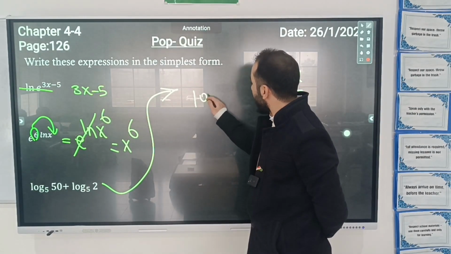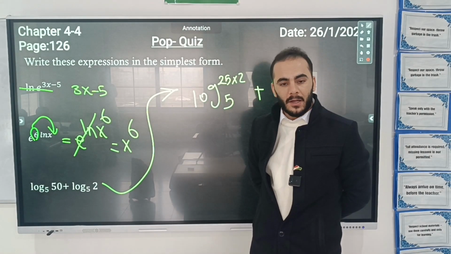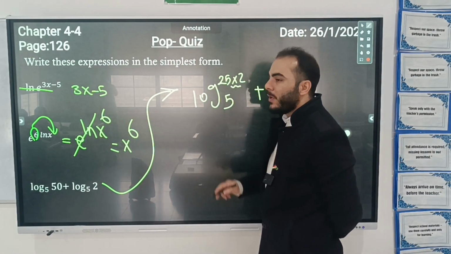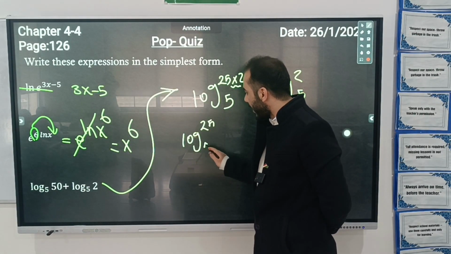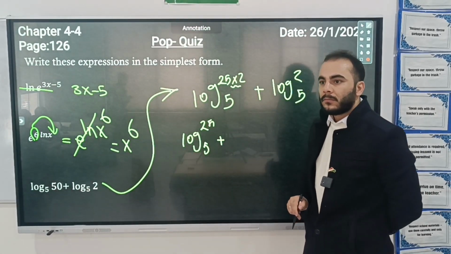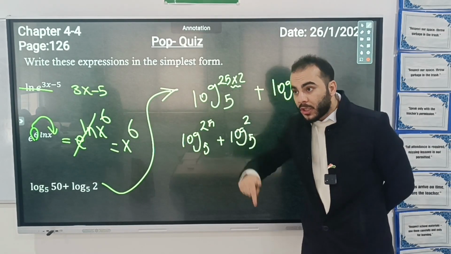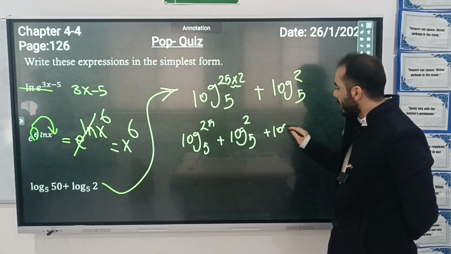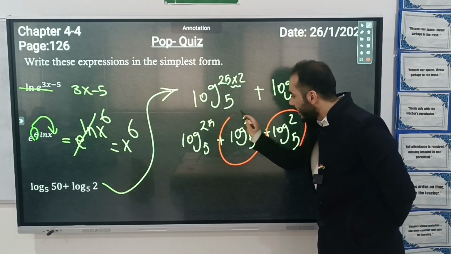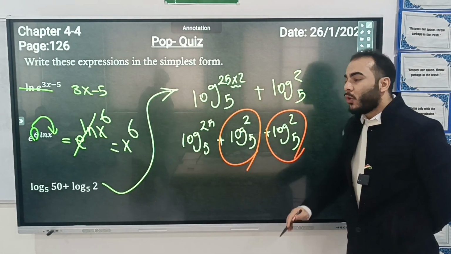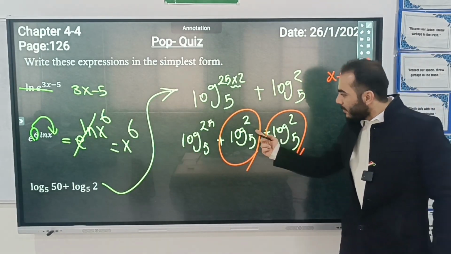So, I will change logarithm 50 to 25 times 2, base 5. Got it? For multiplication, what do we have? We will add. So it's going to become log 25 base 5 plus log 2 with base 5. And originally, we have one more log 2 with base 5. Now, as you can see, these two are exactly the same thing. What did we do already for x plus x? 1x plus 1x equals 2x. So imagine this one is x.